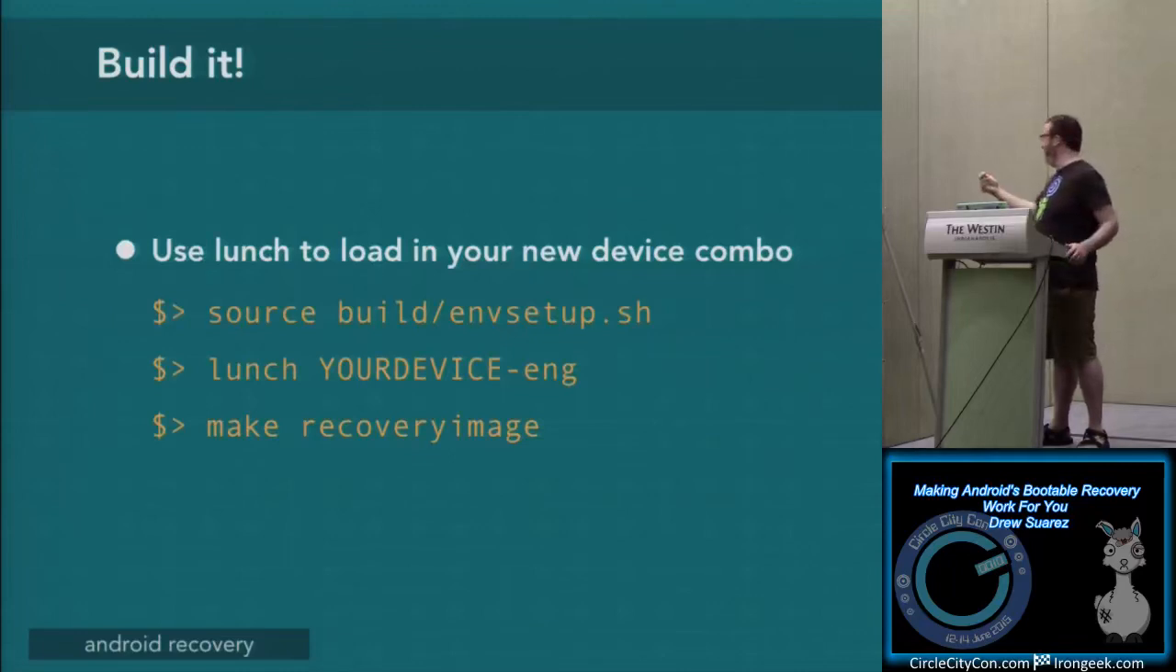For the purposes of this, it's the initial RAM disk, a very typical Android boot image. So recovery image is the name of that target. That's what we want to build here.